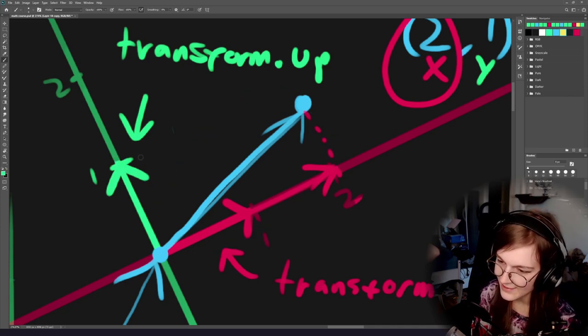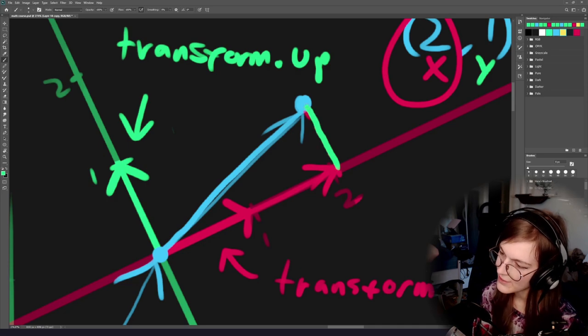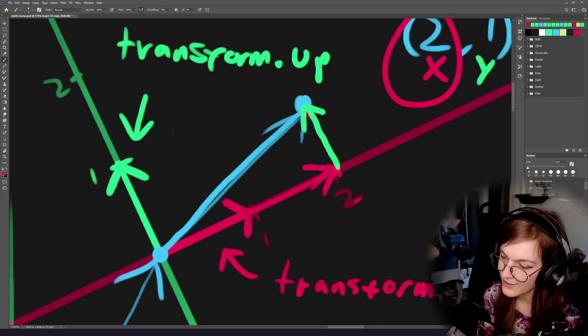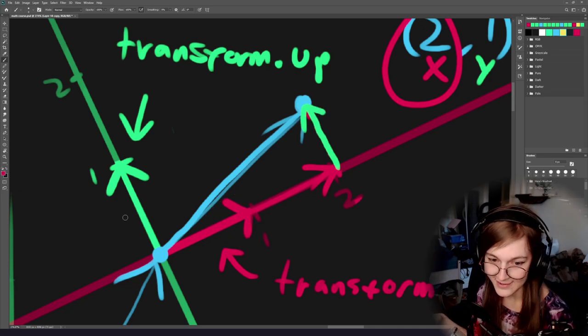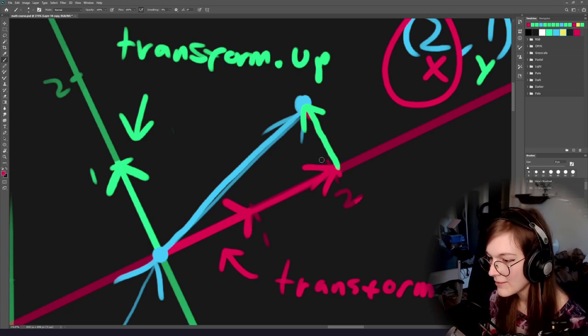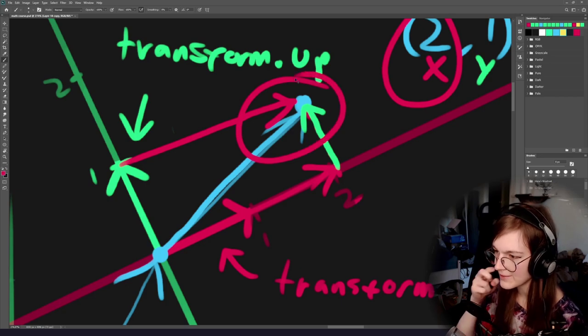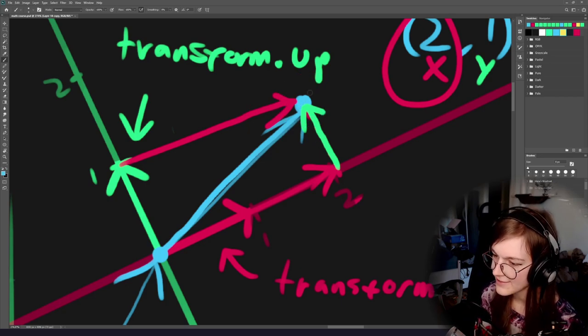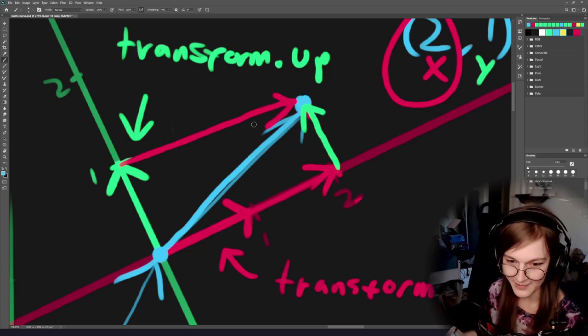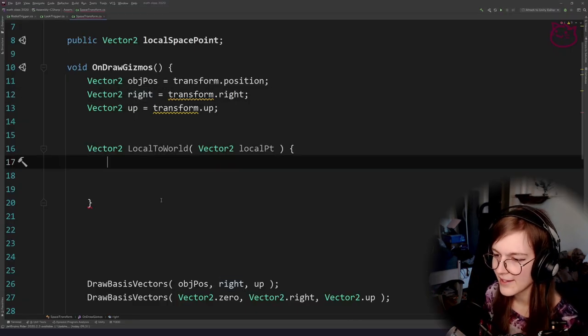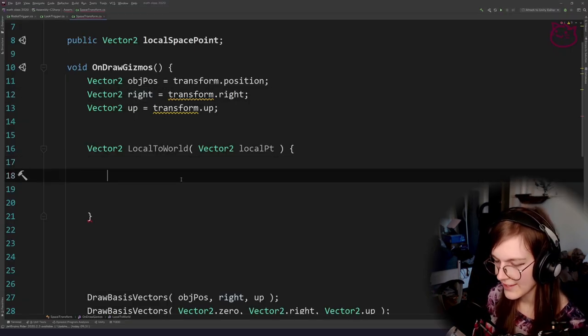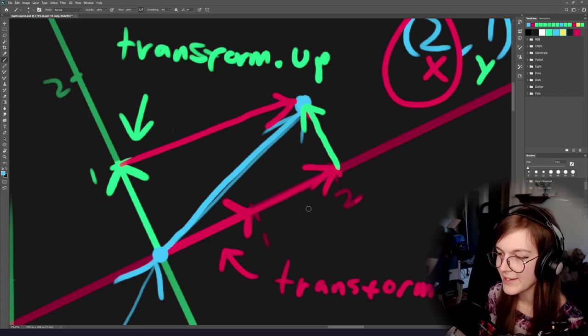Because vector addition is like taking this vector and putting it right here. Or because doing a plus b is the same thing as b plus a, it's the same thing as taking this vector, adding it on top of here. And we end up at the same position. And the vector we get out of this is this blue one right here in world space. So all we need then is to get the blue one here.